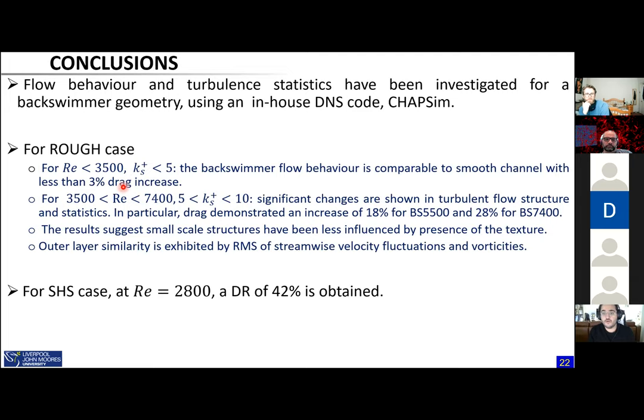The results suggest that small scale turbulent structures are less influenced by the presence of the backswimmer structures, and finally, outer layer similarity exhibited by streamwise velocity fluctuations was also noticed. For superhydrophobic surfaces at Reynolds number equals 2800, 42% drag reduction was obtained.